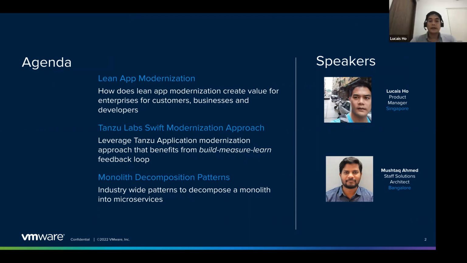Today, we will be discussing how we utilize lean concepts in application modernization. We'll first talk about what we mean by lean and its benefits. Then we'll talk about how Tanzu Labs utilizes the Swift methodology in application modernization engagements. And finally, we'll look under the hood to discuss the patterns we use to decompose the monolithic architectures we face with enterprises.